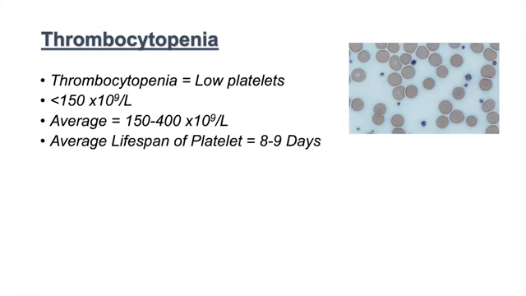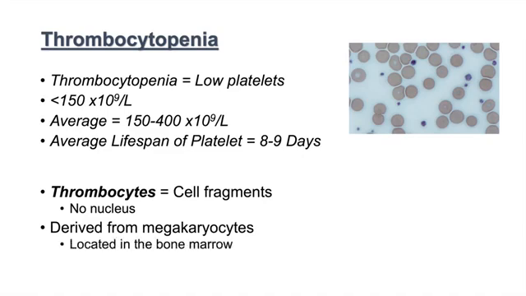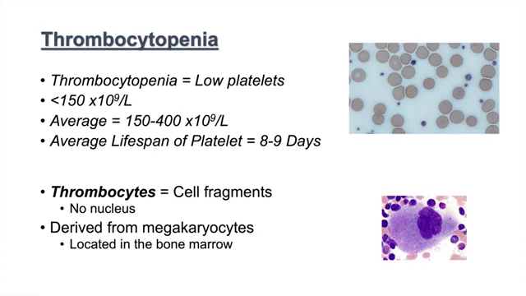Now, the average lifespan of a platelet is about 8 to 9 days. And thrombocytes themselves are actually cell fragments. They're not actually cells. They do not contain a nucleus, and they're derived from megakaryocytes, which are large cells located in the bone marrow. And here's a picture of a megakaryocyte. Now, thrombocytes are important in initiating blood clots.